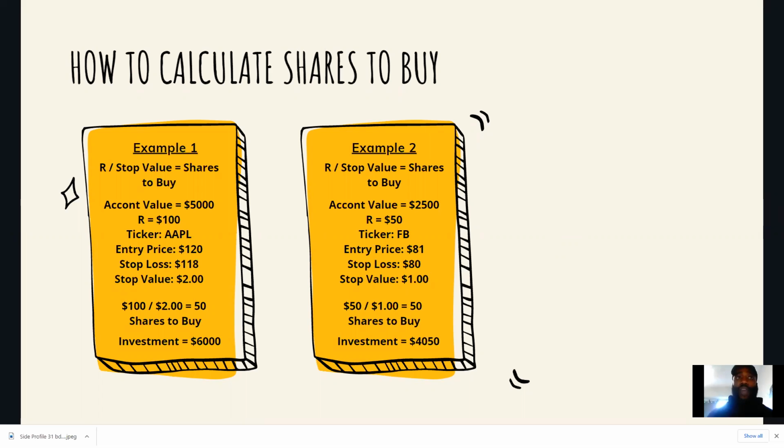In example 1, we have R divided by the stop value equals shares to buy. I'm sorry, I have a typo there. Account value. Account value here is $5,000 for this example. So with our calculation, 2% of 5,000 is 100. And for this example, we're going to use Apple's ticker.